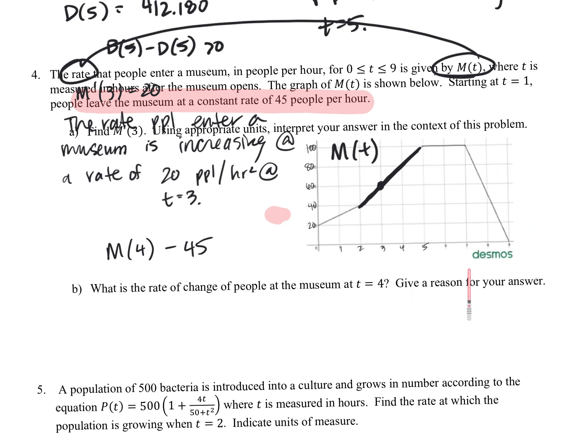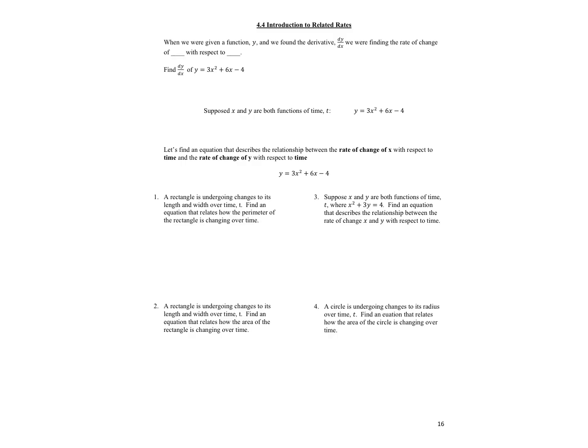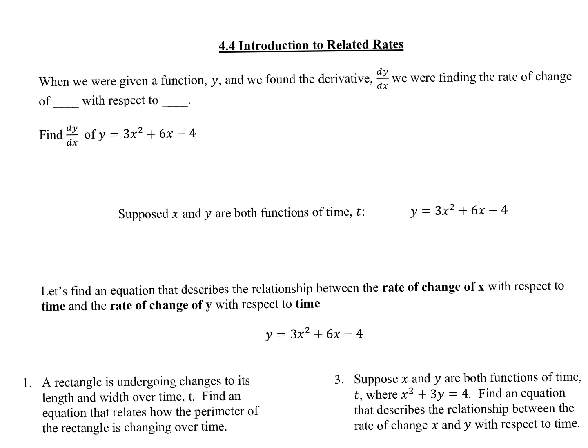From this graph M of 4, Bob, can you read the actual value? What would M of 4 be? I can't read it because your graph is so terrible. Yeah, I think it's going to be 80. So we're going to say 80 minus 45. So at 4, what is the rate of change of people at the museum? 35. What would be my units? Nice. People per hour.